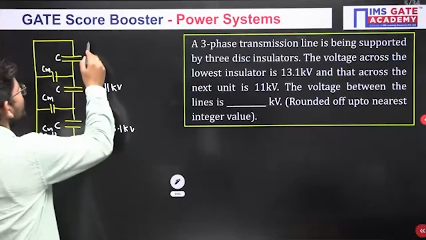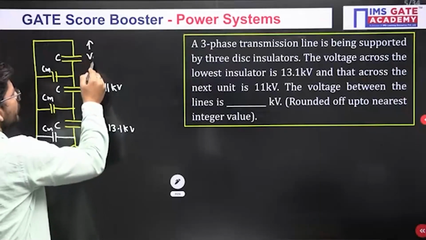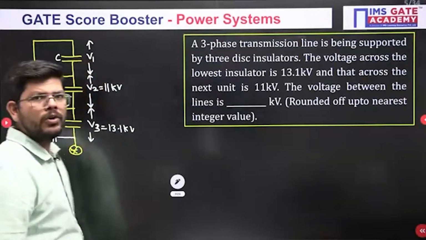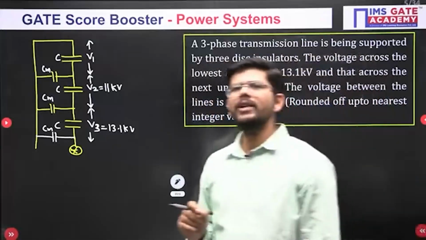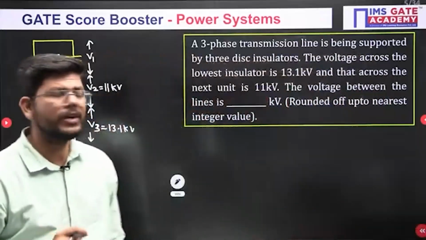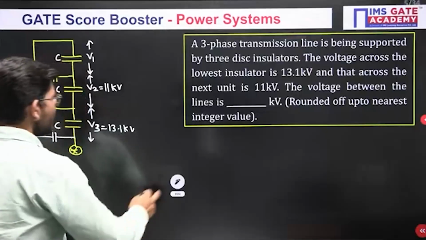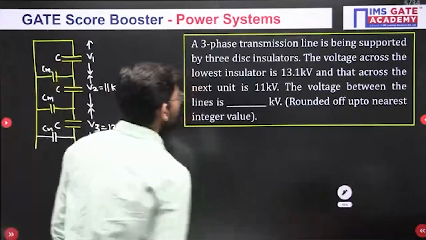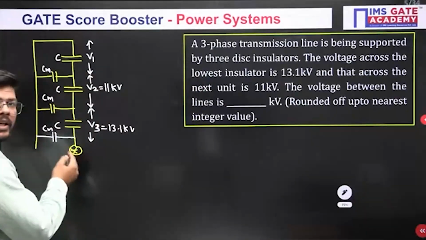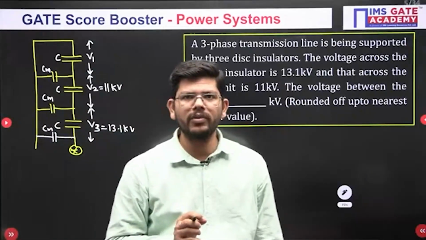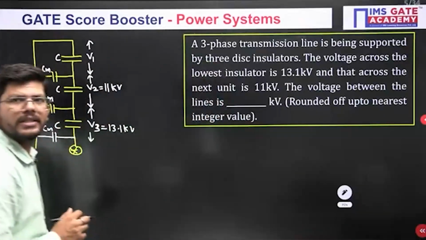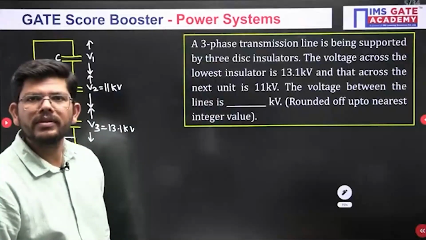Okay, then the voltage here we can assume is V1, and we don't know the value of V1. What is the value of V1? We don't know. So now what do we have to do here? We have to calculate what voltage the lines are carrying. Okay, so the voltage between the lines you have to calculate. Fine. Prakhar is saying 11 and 13.1.